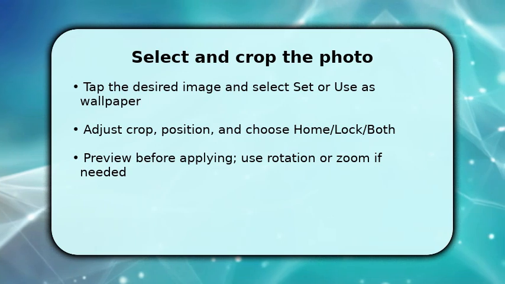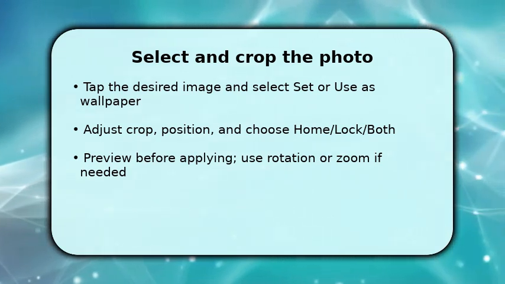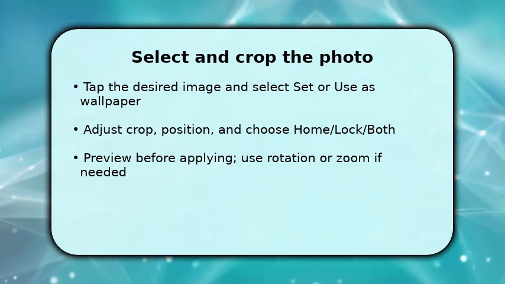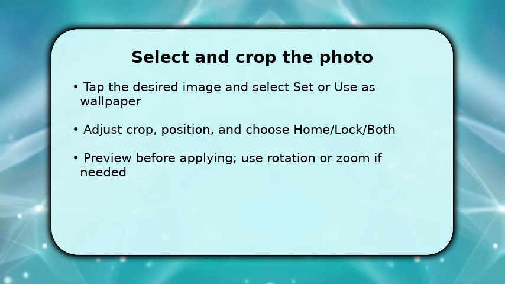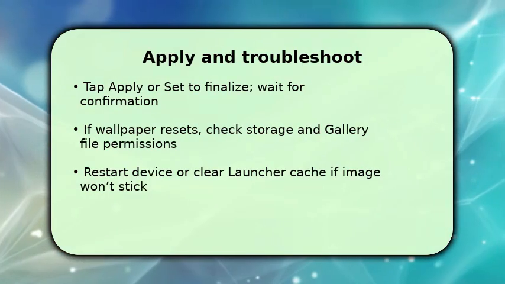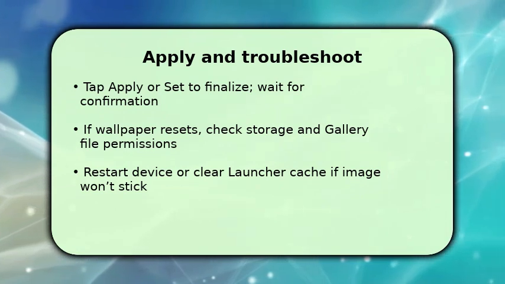Make sure to preview the image so important parts aren't hidden by icons or widgets. If available, toggle any parallax or motion effects off for a static look. This preserves framing across screens. You finish by tapping Apply or Set. Wait for the system confirmation that the wallpaper is active.